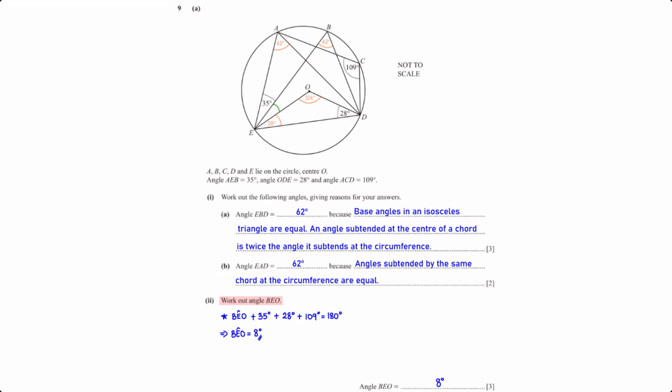Work out angle BEO. Opposite angles in a cyclic quadrilateral must add up to 180 degrees. So we have angle BEO plus 35 plus 28 plus 109 equals 180. When we make angle BEO the subject, we get 8 degrees.